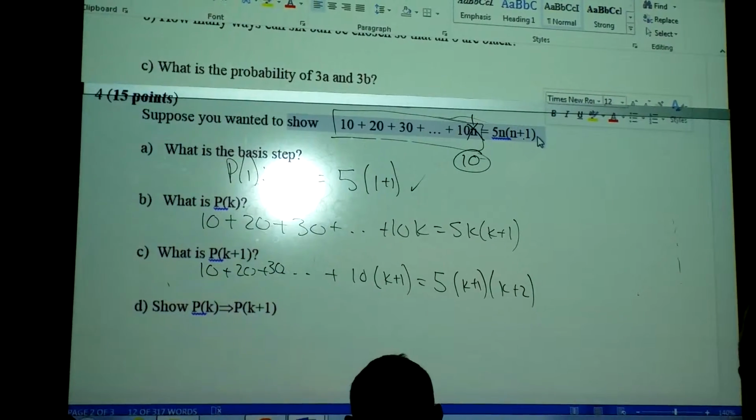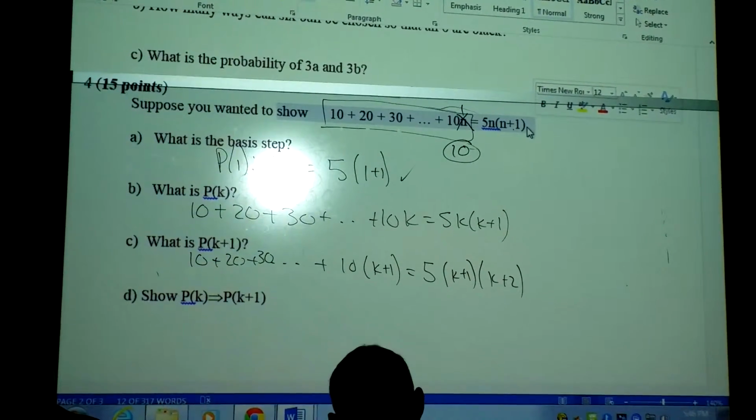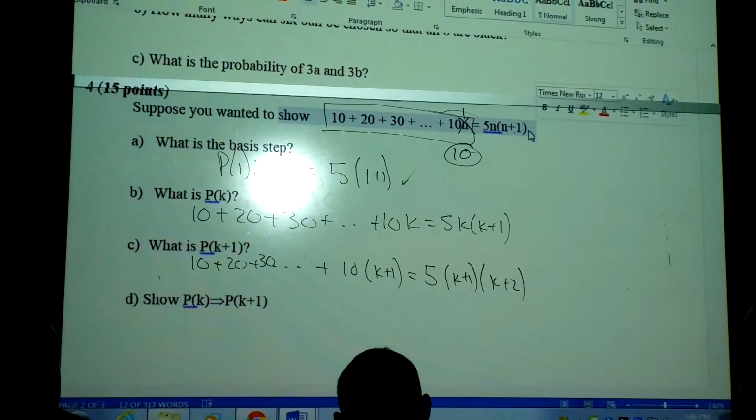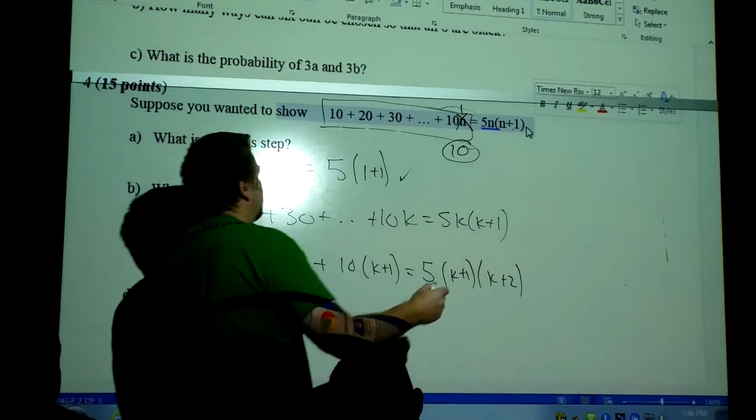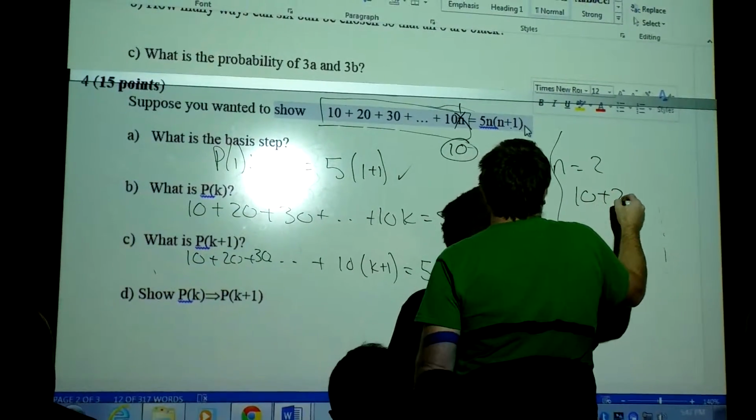Can you give us an example of something that wouldn't make it be 10, like if it was 20? If it was 2, for example? Yeah, if n was 2, it would be 10 plus 20. Okay, that's perfect.